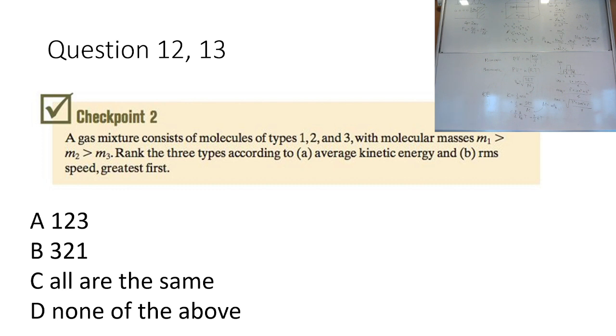So, a gas mixture consists of molecule types 1, 2, 3, with molecular masses M1, M2, M3. M1 is the heaviest, M3 is the lightest. Rank the 3 types according to average kinetic energy and then speed. Okay, so let's do A first. M1, M2, M3, which one has the largest average kinetic energy?